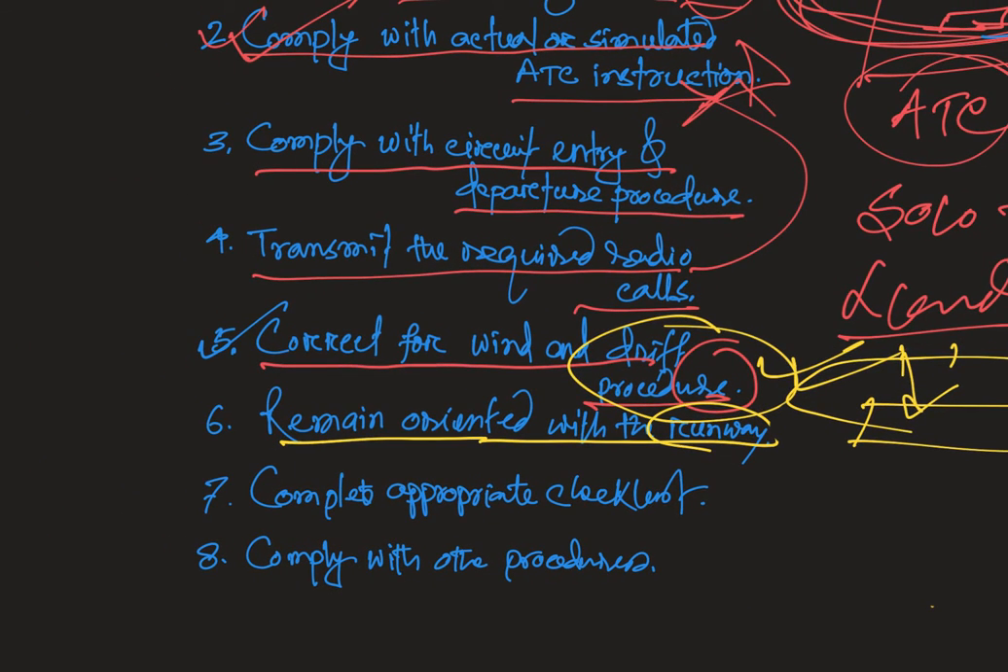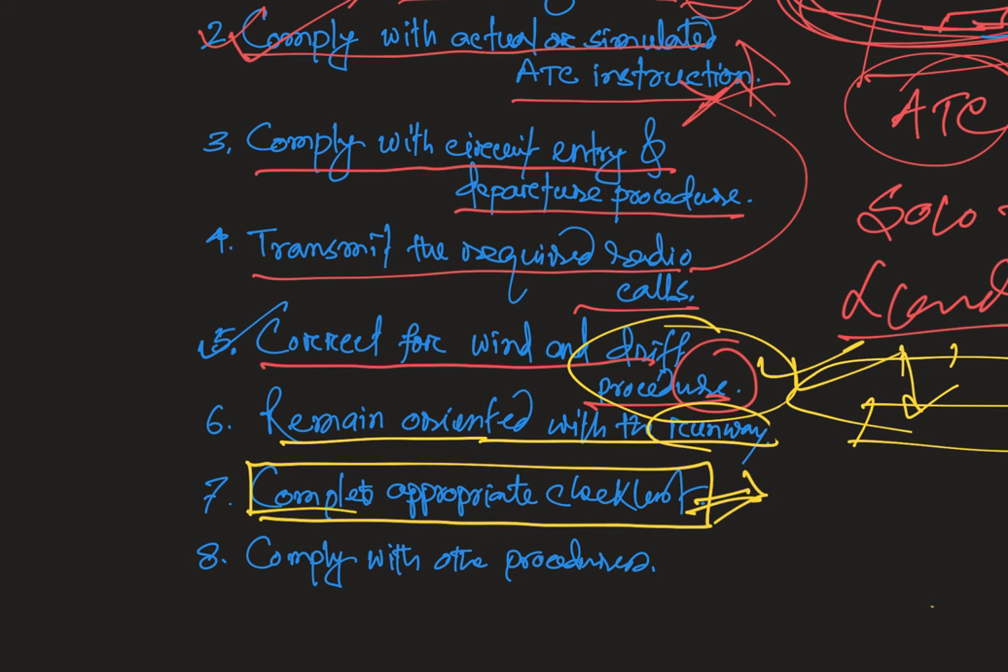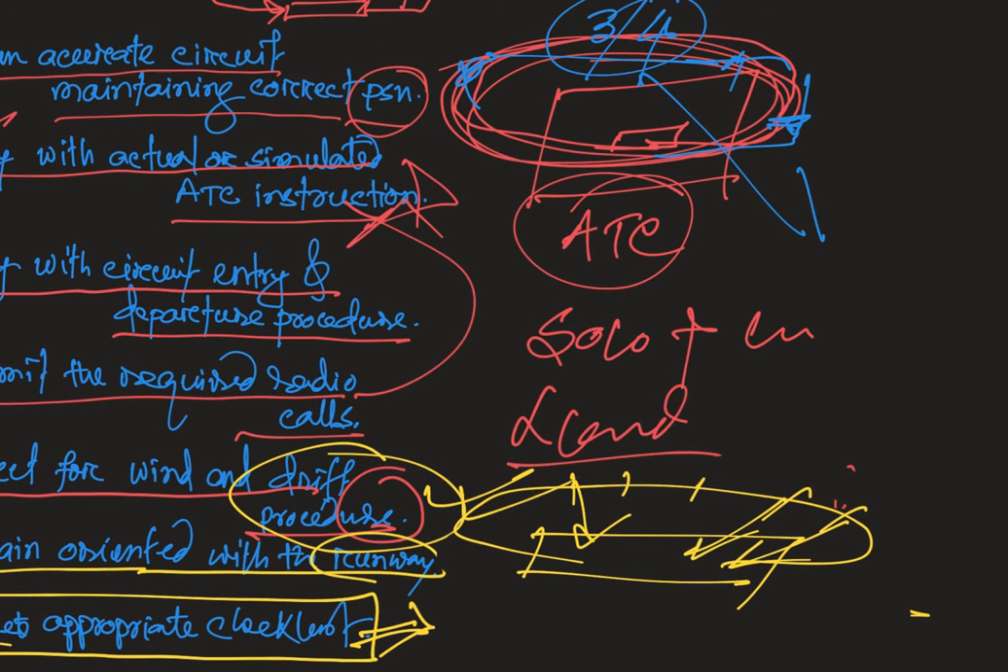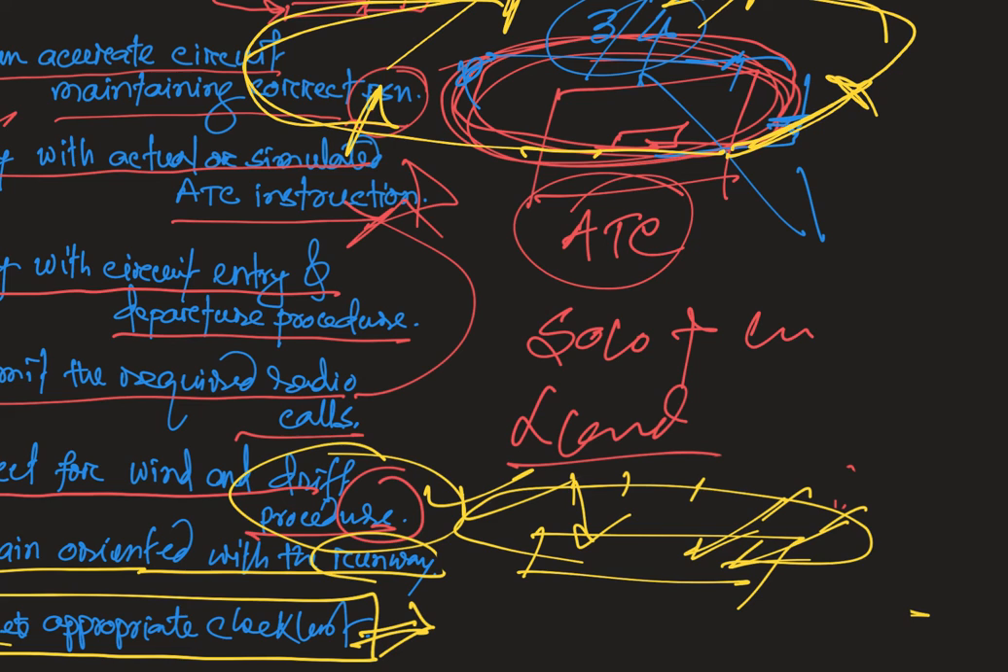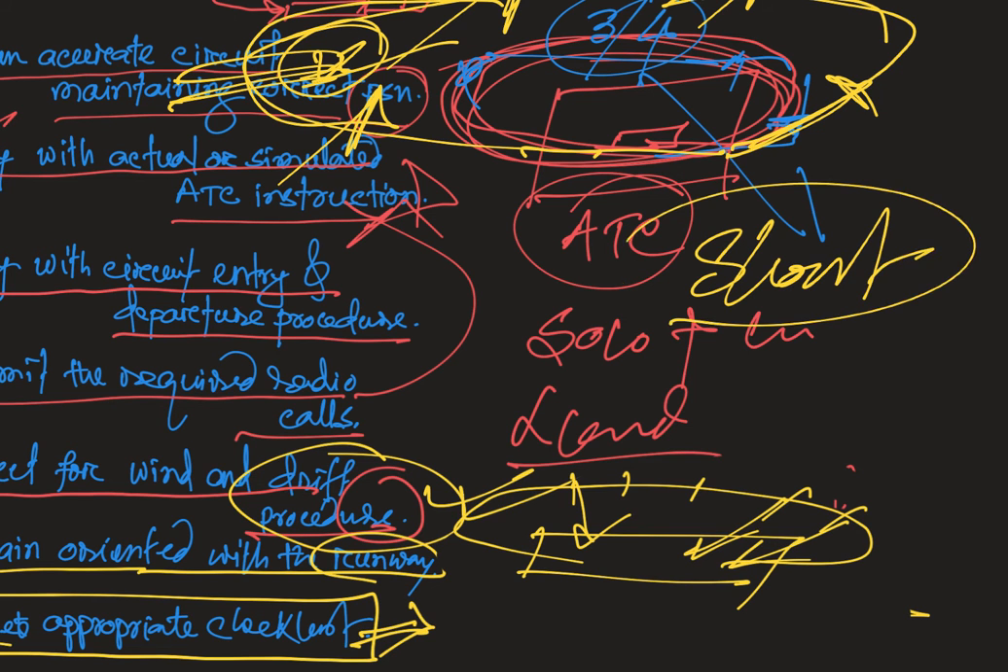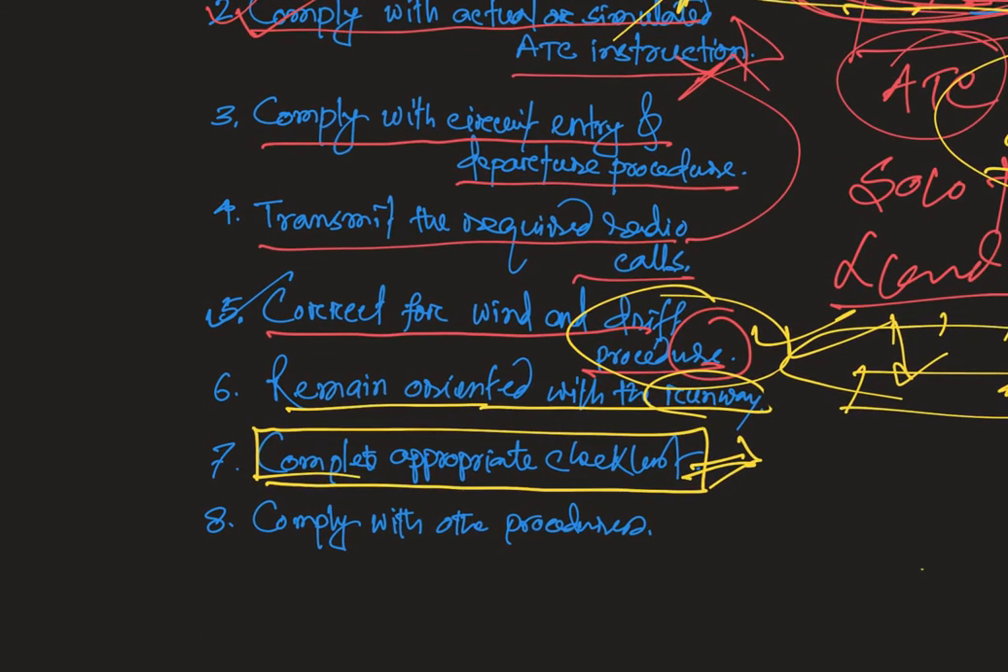Then complete the appropriate checklist. It's not only flying, you have to do all the checklists within this short period. Remember, in a circuit the time is very short, and in that case you have to do the after takeoff checklist. Maybe here you will do your descent checklist, then your approach checklist, then your before landing checklist, and you will take your flaps over here. So all the systems or procedures that you have to complete within this very short time, we'll discuss later as the course progresses.